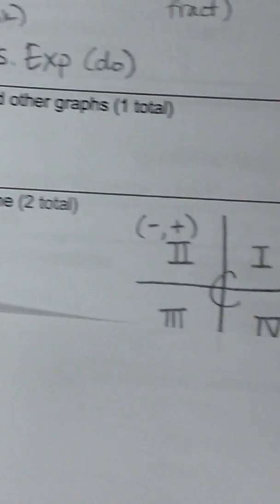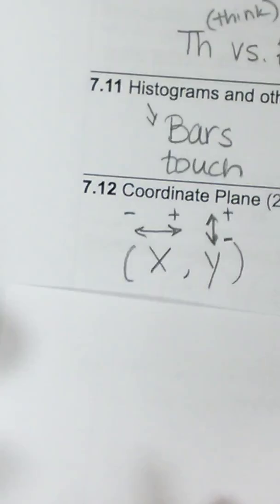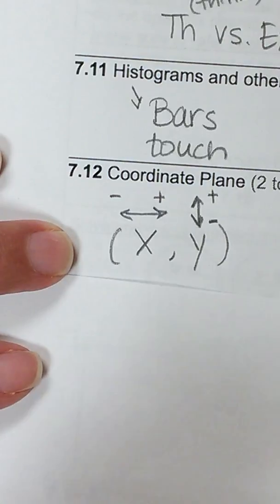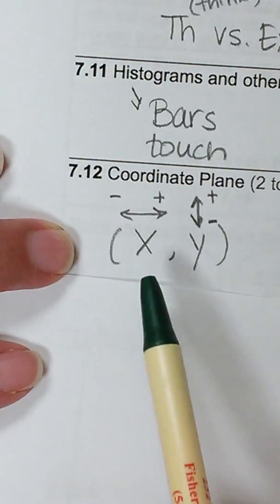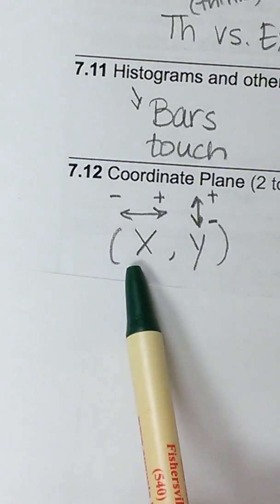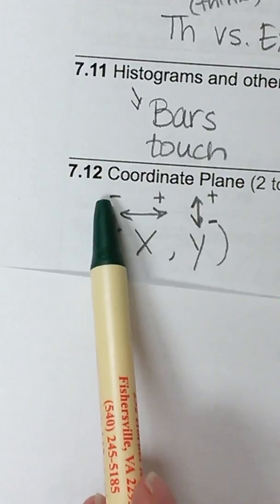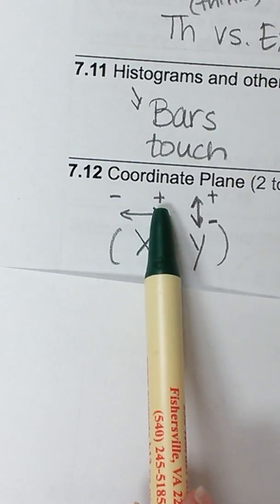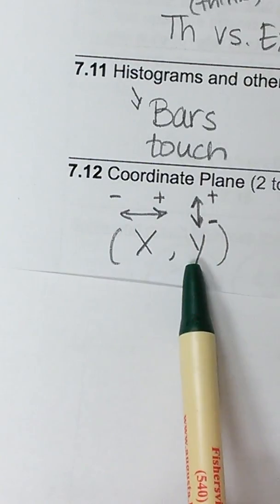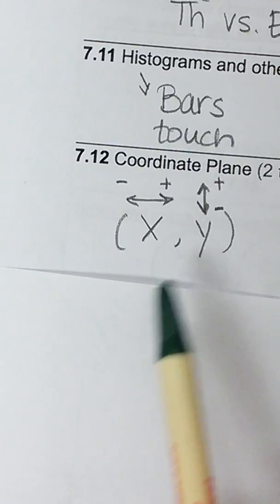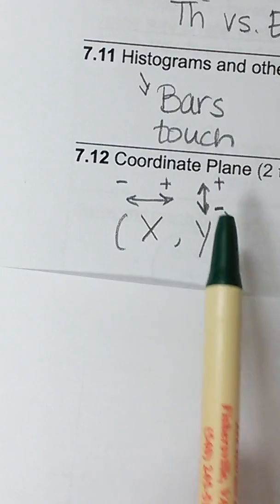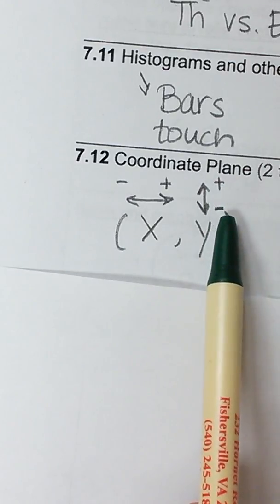For 7/12, the first thing, and this is going to help you as we look at 7/8 with transformations as well. X is the first value in an ordered pair. It tells you how far you're going to go left or right. Left is negative, right is positive. The Y value tells you how far you're going to go up and down vertically. Up is positive, down is negative.